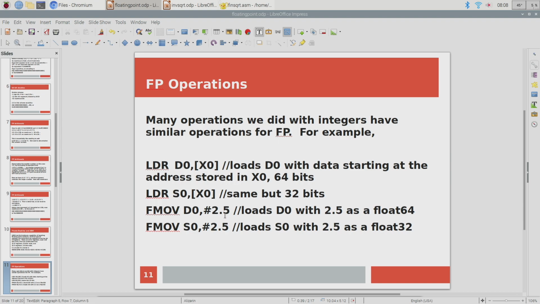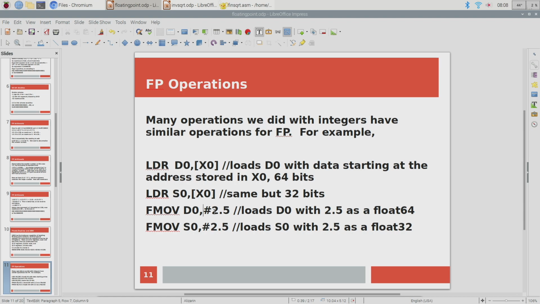Okay, and this is actually where we'll have to be a little bit careful because some things work exactly like on the integer side and some things don't. In particular, if I want to load D0 with data that's at some address, I do it just like before, LDR. No big deal. The immediates part, though, is a little bit more of a problem.